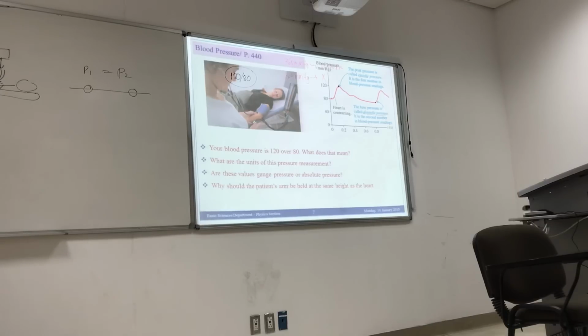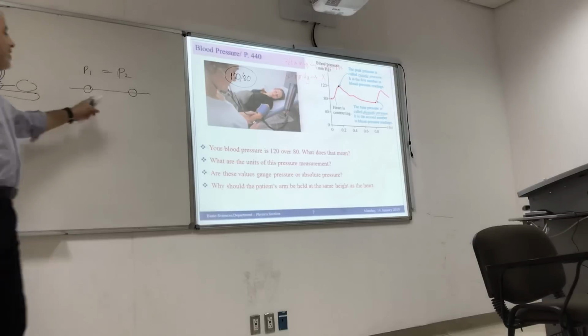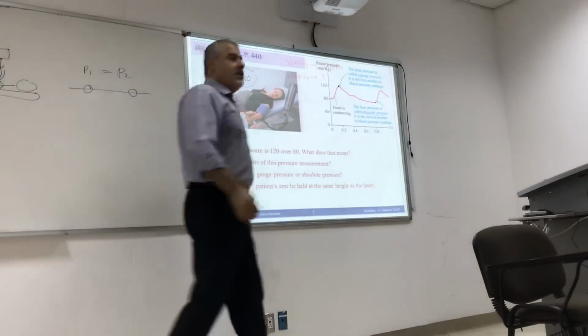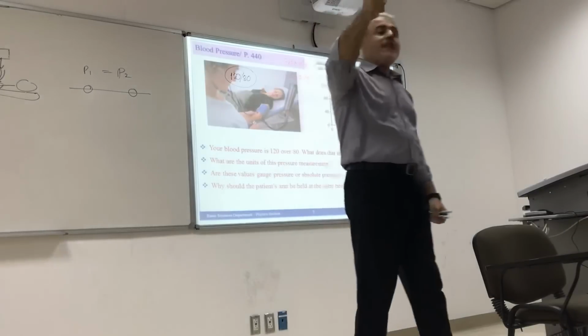Now, if you donate blood, where do you put the sac? Now, which is bigger? The patient's pressure is more than that, so the blood will easily flow from there to that sac. So this is important. In this case, we have to keep it at the same level. At the same level, they have the same pressure.